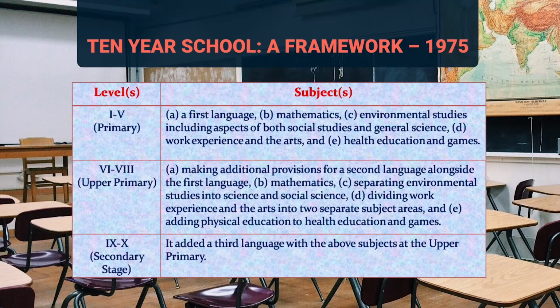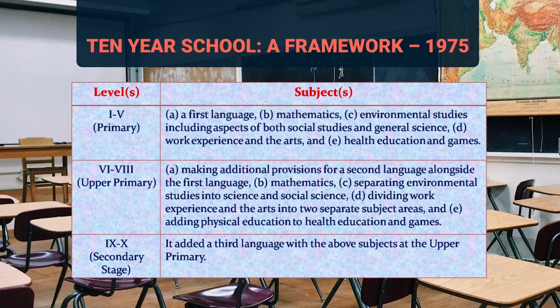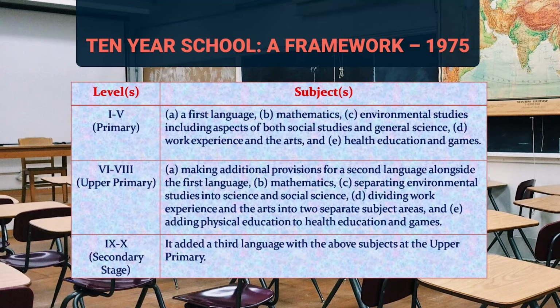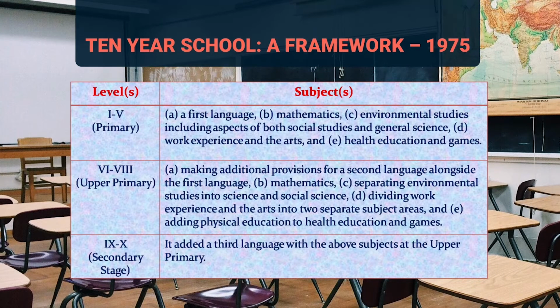And specifically, the subjects included in the primary stage or primary level of school education are: first language, then mathematics, then environmental studies including aspects of both social studies and general science, then work experience and the arts, and further health and health education and games.